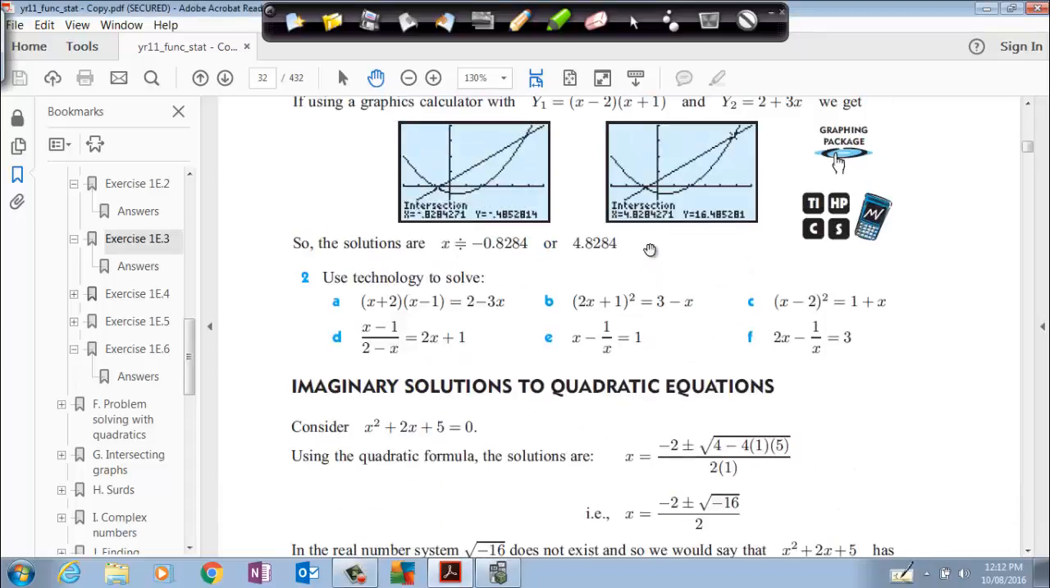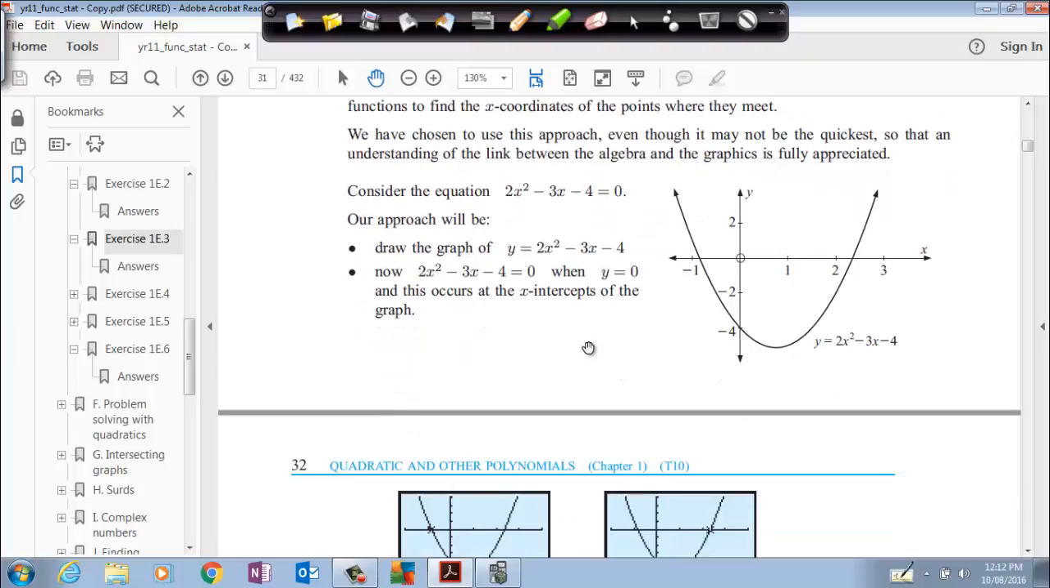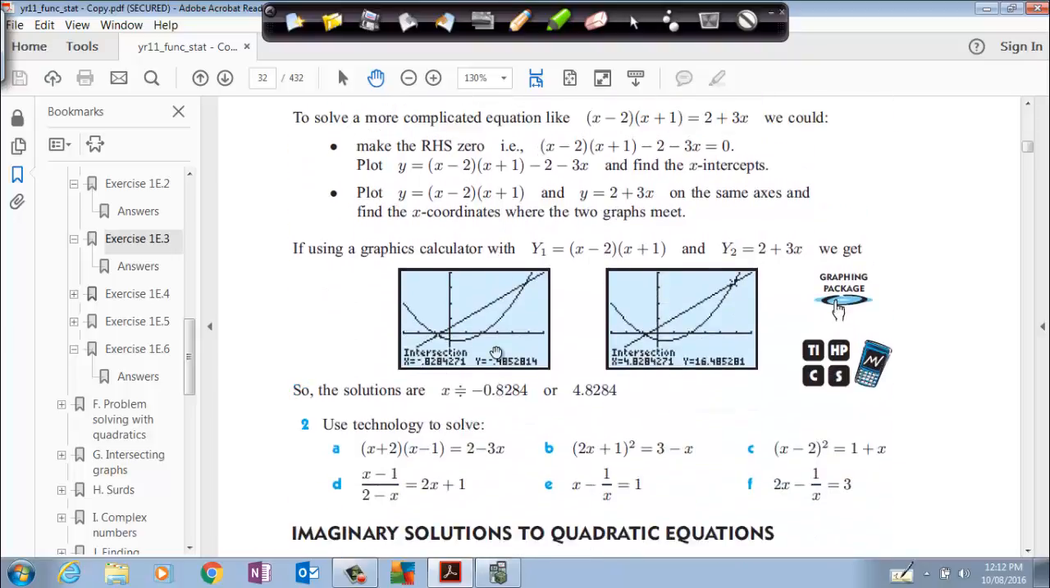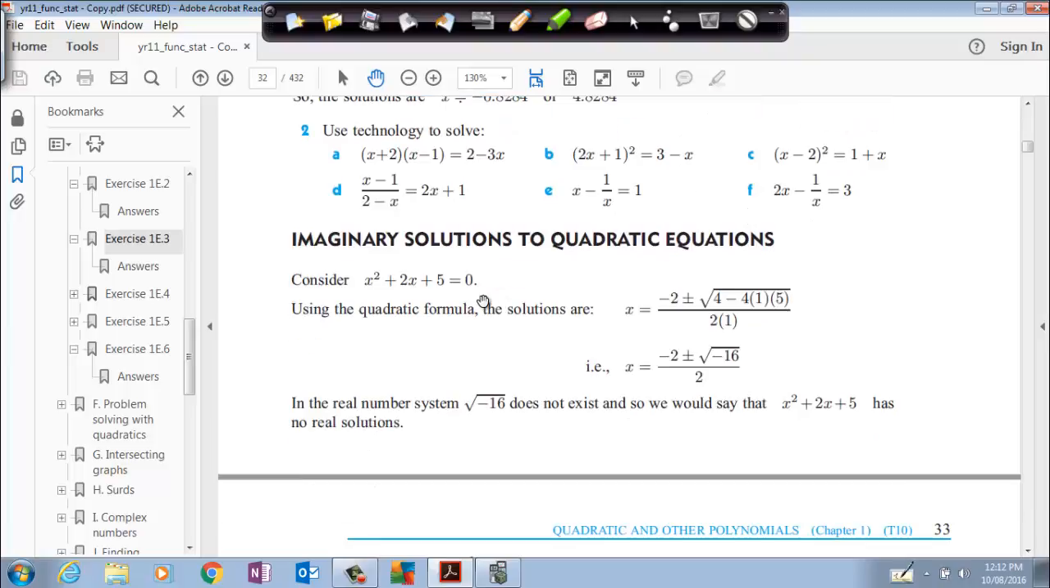Now we're going to look at using technology, which means graphics calculator in our case, to solve these equations. We'll go down these hard ones, 1e to 4, 2. Now I'll do the first one. So we've got (x + 2)(x - 1) = 2 - 3x.